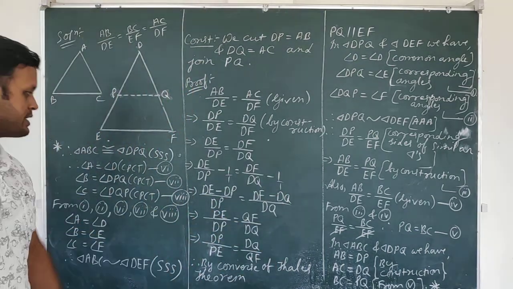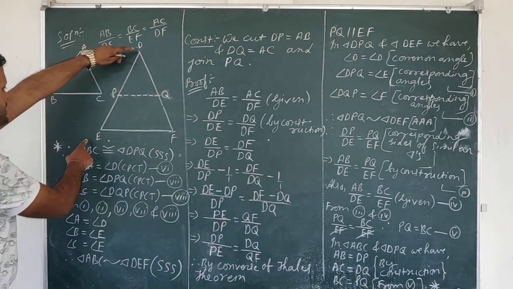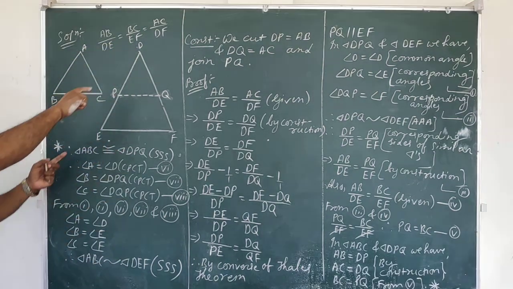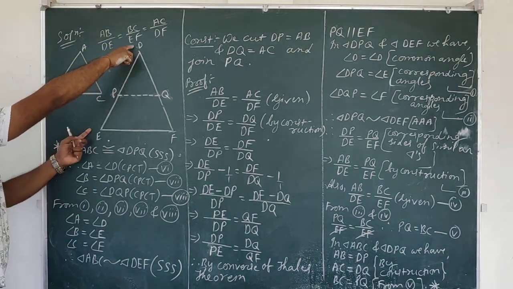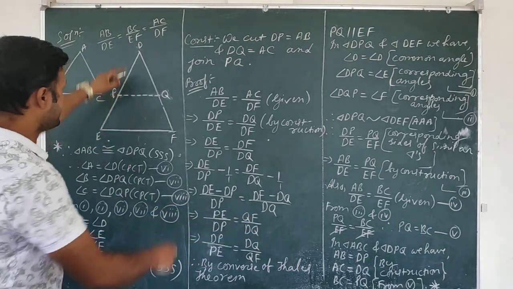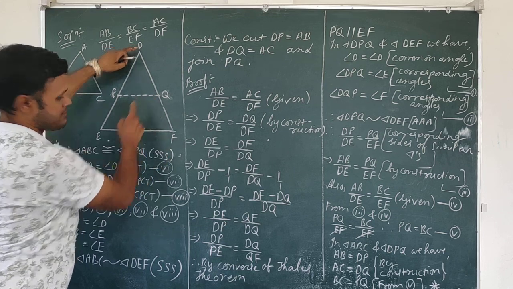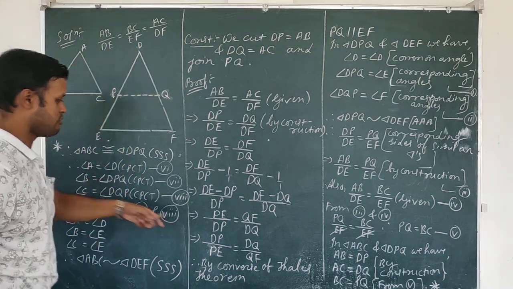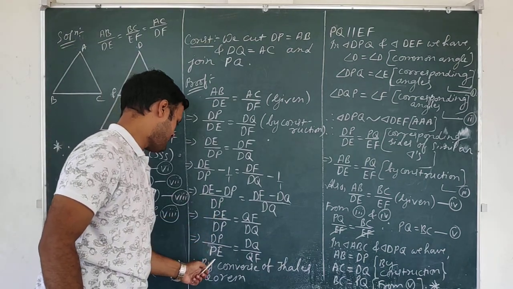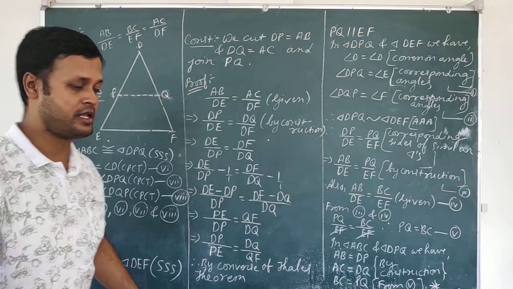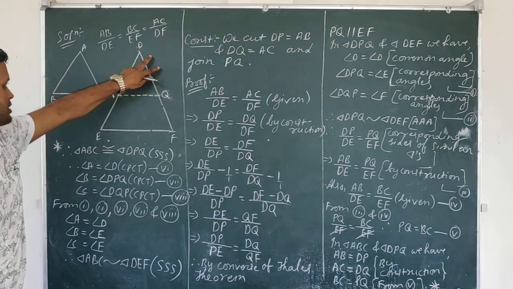Now you see, DE minus DP. What will we get? From DE, if we subtract DP, we will get PE, no? From DF, if I subtract DQ, I will get QF. Again we will reverse. So DP by PE is equal to DQ by QF. See very carefully, DP by PE is equal to DQ by QF.